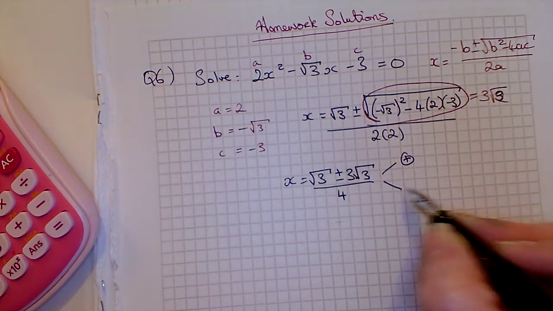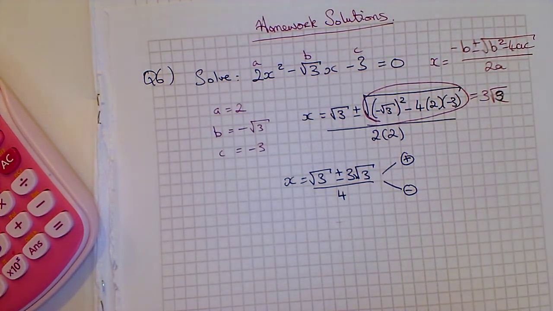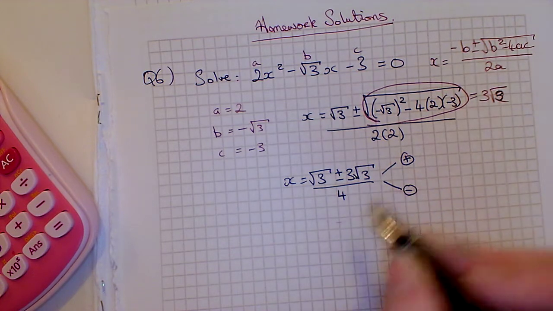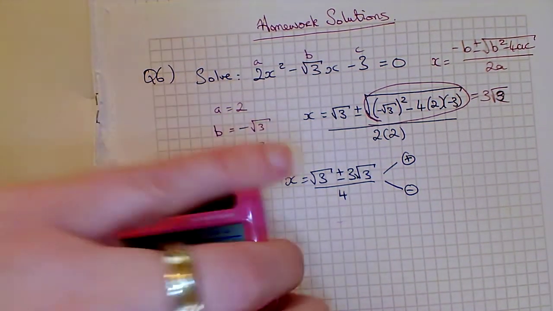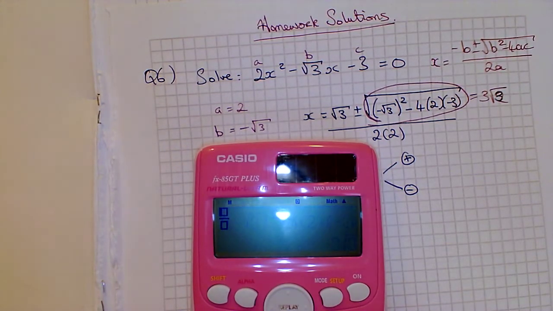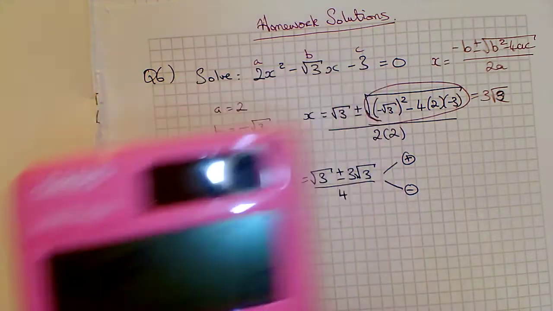We're going to leave our answer in surd form. They didn't say which way they wanted, but we're going to leave this one in surd form. So the first one will have root 3 plus 3 root 3 over 4. Let's just type it into the calculator and let it do the simplifying for us. So we'll have fraction button, square root of 3 plus 3 times the square root of 3 all over 4, and we'll get the square root of 3. How did I know that? Because 1 root 3 plus 3 root 3 is 4 root 3.